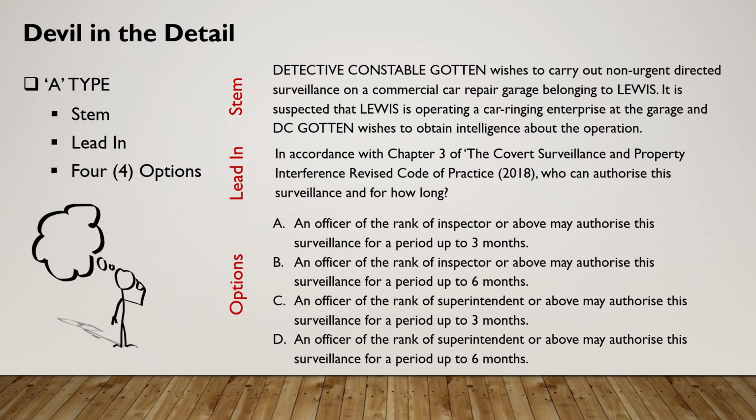Now, in this instance, knowing that authorization for a pre-planned directed surveillance operation rests with a superintendent or above, then immediately this draws your attention to option C or D. And then, of course, if you've done your homework, you'll know that the correct answer is C.